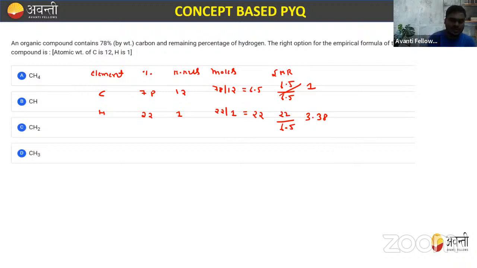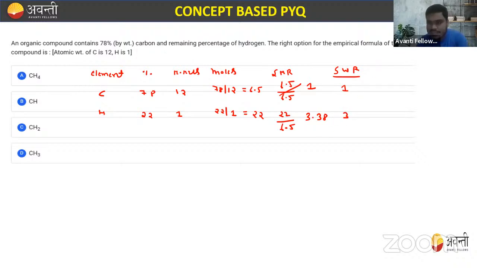So our simple molar ratio has been calculated up to here, right? Now in the next step what you need to calculate: that is 1 and this is 3.38. Now you can convert this into a simple whole number ratio, right? Because we have 3.38 and this is the simple molar ratio. So we can write 1 as 1 and 3.38 as 3, right?